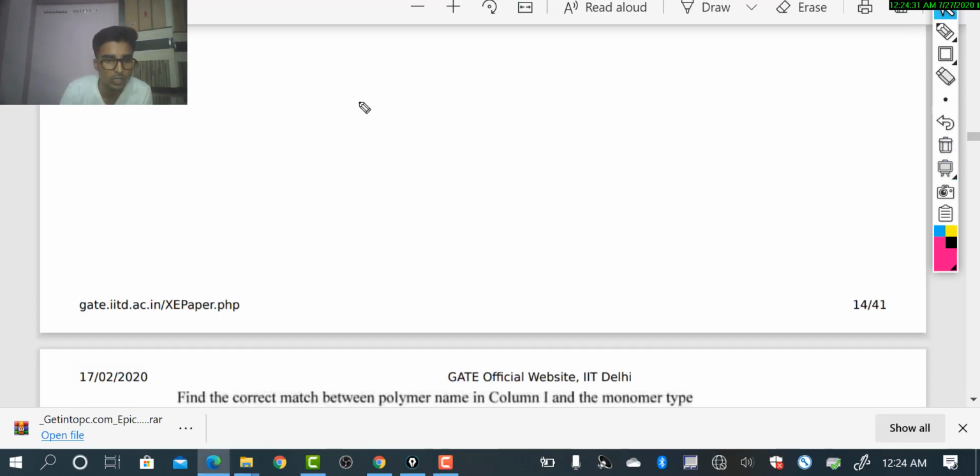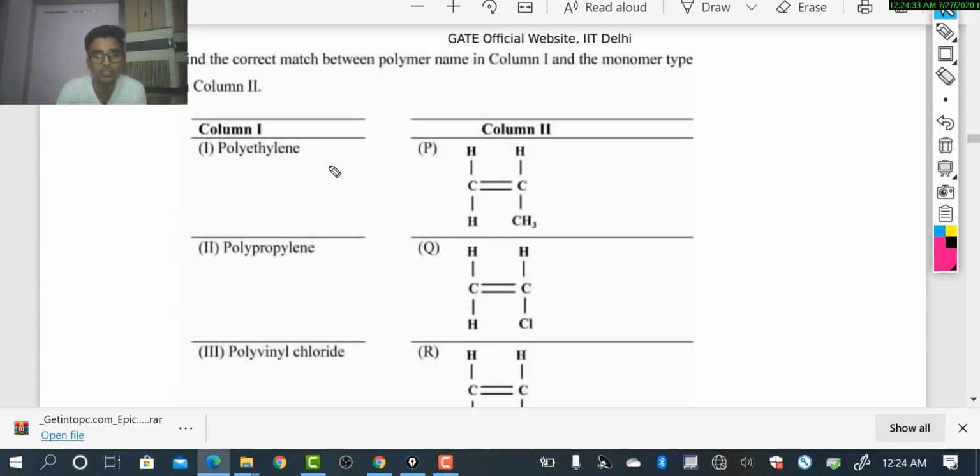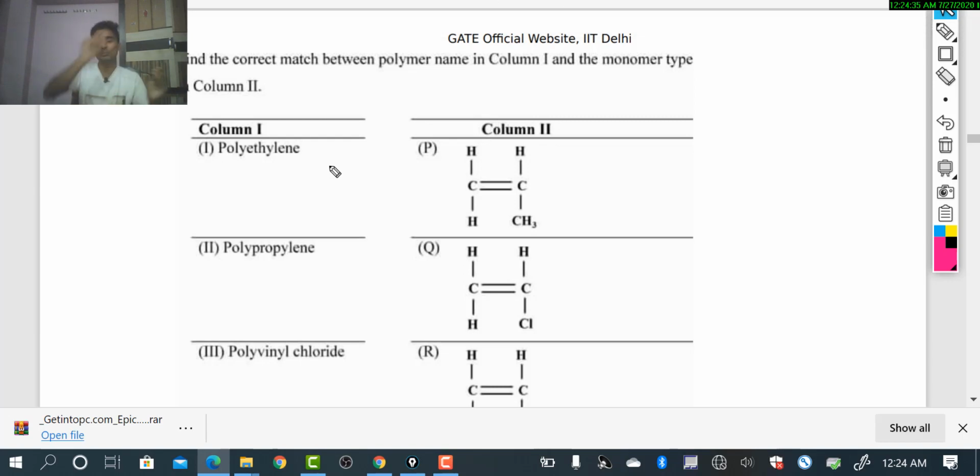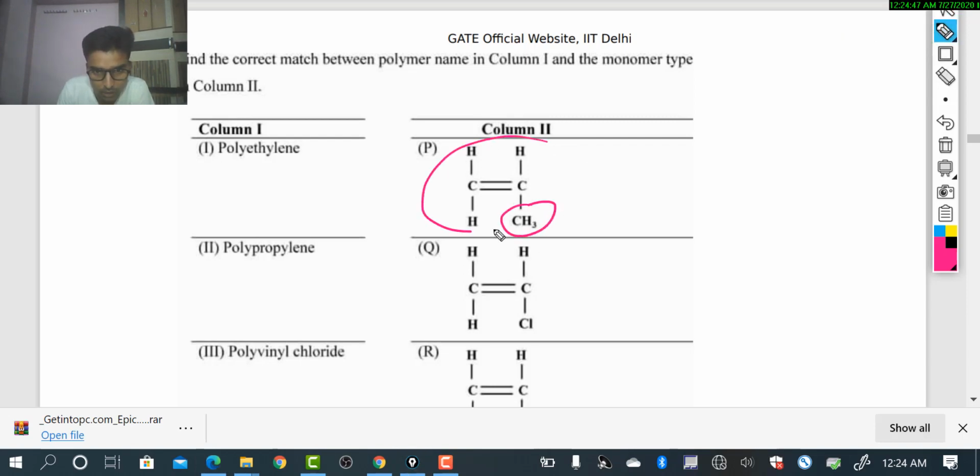Let's go to the next question. The next is the easiest question from the polymer science part. It has just asked about the repeating unit. So what is polypropylene? This is the repeating unit of polypropylene. You have to memorize all the repeating units, though it's simple to remember also. If a CH3 group is attached to the main chain, it is just PP.